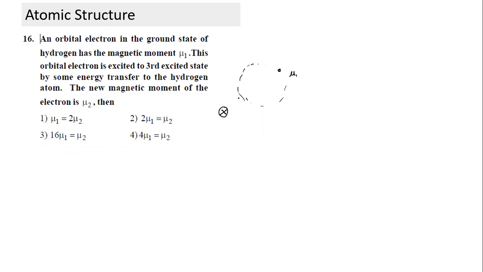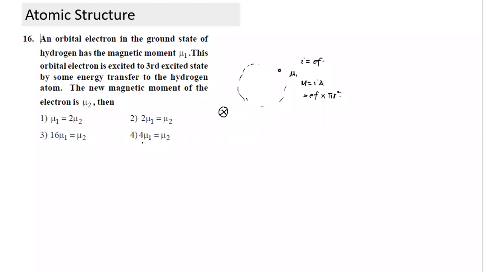We can actually calculate, based on the velocity, the current. Current will be equal to e into frequency. After getting the current, I have to find the magnetic moment, which will be equal to I into area, which will be equal to e into frequency into pi r square, which becomes a lengthy process. Is there a better way? Let me ask somebody else. RH, how did you solve this question?